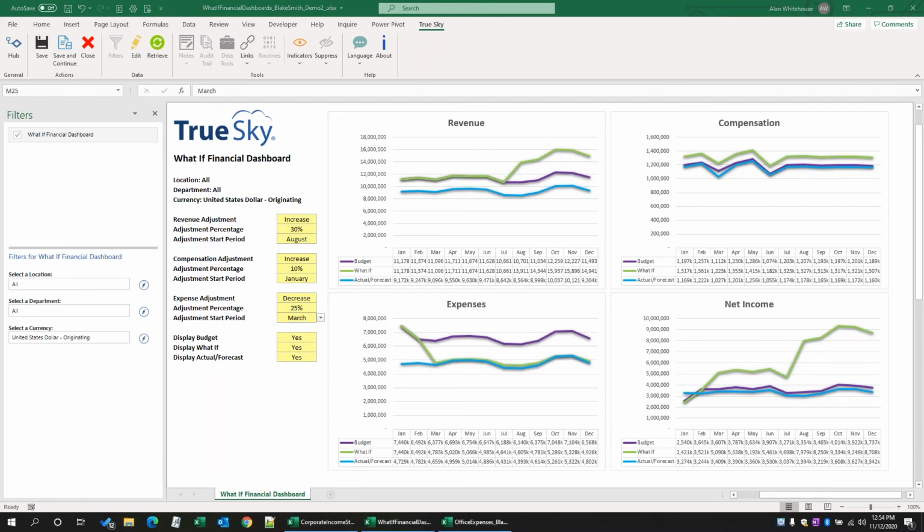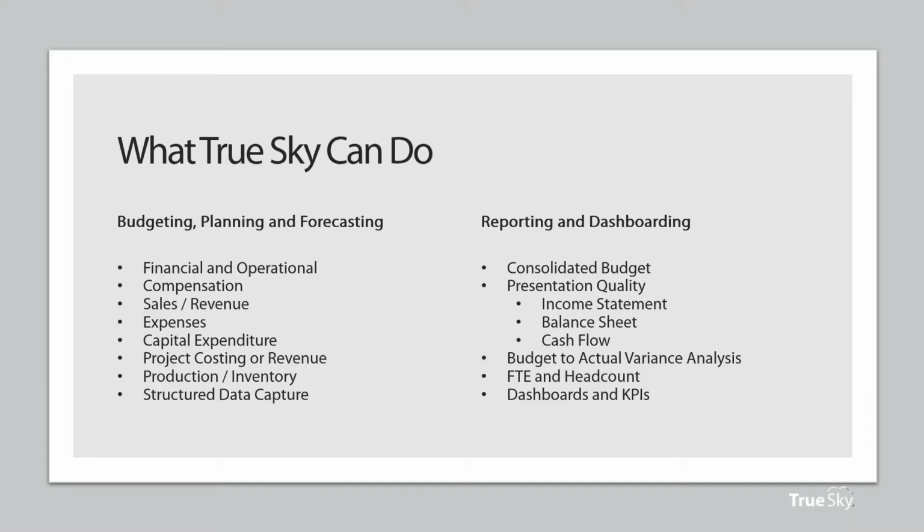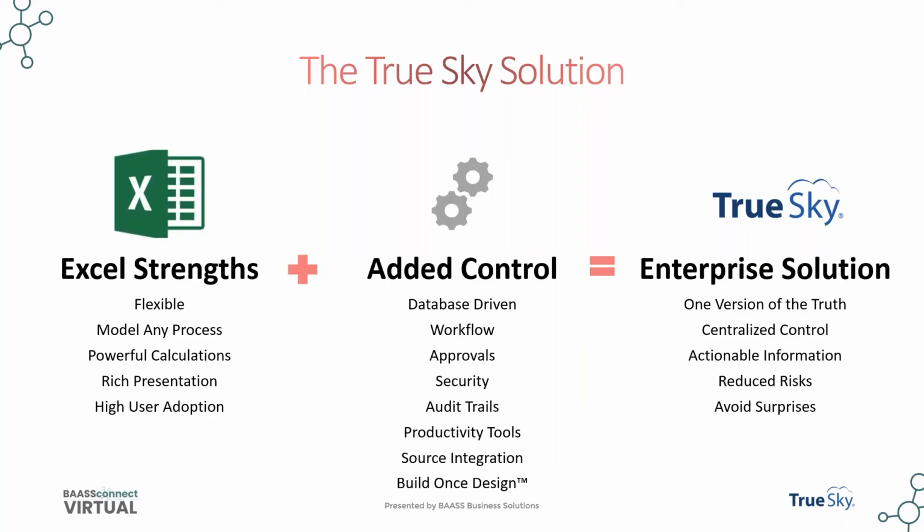So I'm going to do a couple of wrap-up slides that give you a really quick overview of TrueSky and what we can do. Remember, we do any kind of budgeting, planning, and forecasting you think of, reporting, and deep dive analytics. With TrueSky, you're going to get all the strengths of Excel, and all the control that you don't have today. That ultimately gives you an enterprise-level solution that helps you have one version of the truth, centralized control, and not just data, but actionable information that's going to reduce risks and avoid surprises.